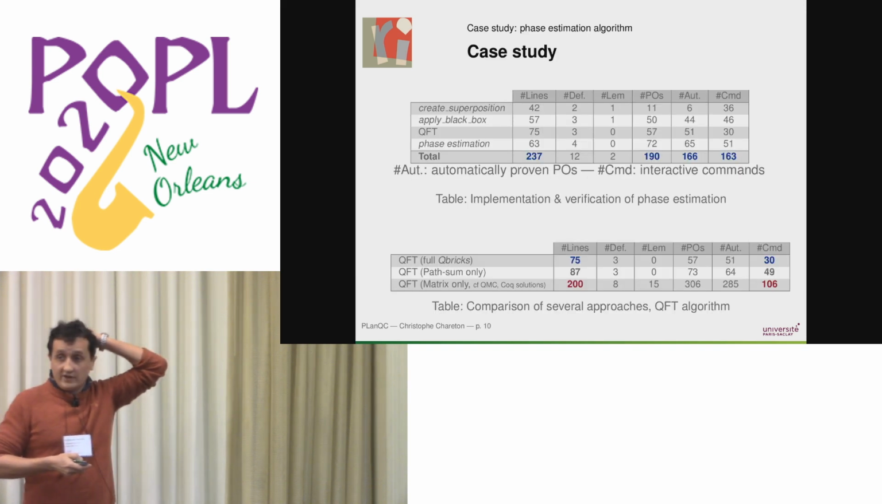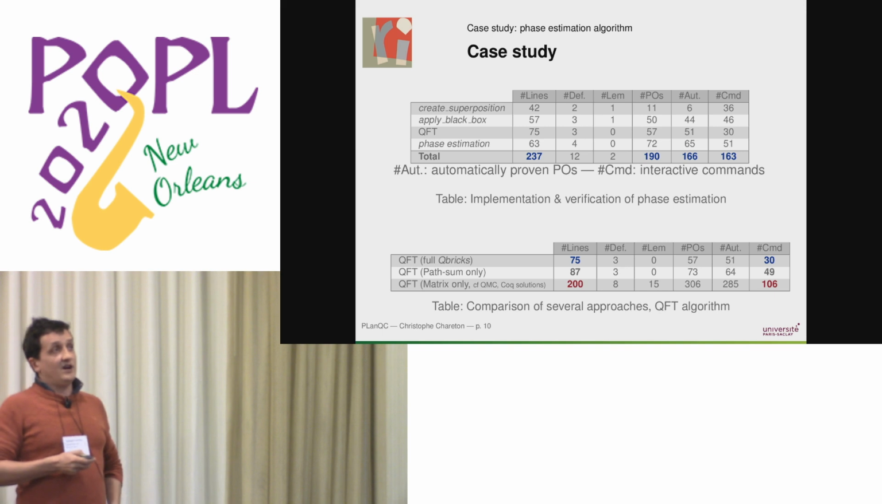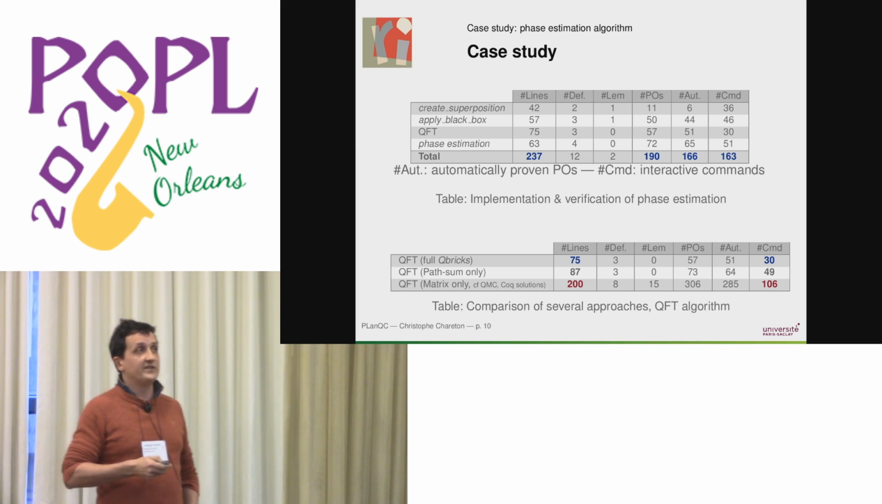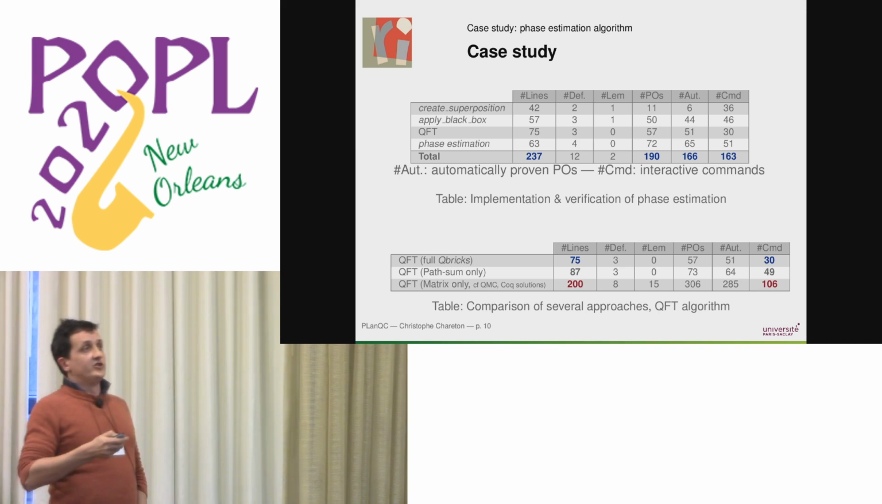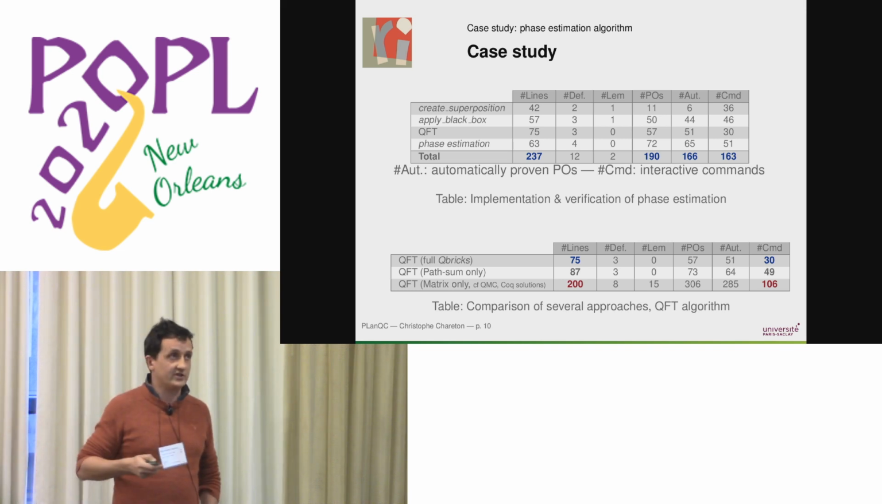One word about the case study implementation. So it is the phase estimation algorithm, a parameterized version. These are data about the implementation itself. Maybe don't worry about the first lines. It corresponds to a partition of the implementation. But just see that the overall implementation is 237 lines long, including the specifications.